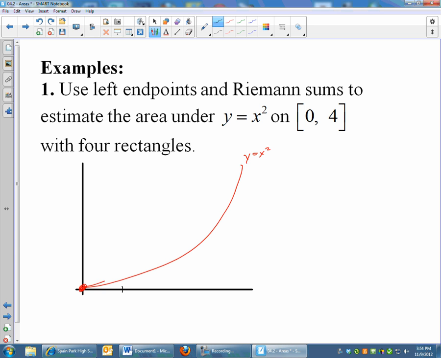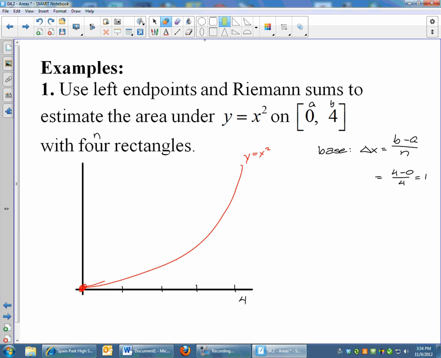Now, if I go from 0 to 4, 1, 2, 3, 4, and I use 4 rectangles, then each rectangle is going to have a base of 1. By the way, the base of your rectangle is whatever the change in x is, and your change in x is always your ending point minus your beginning point divided by the number of rectangles. In this case, a and b are 0 and 4, and n is also 4. So 4 minus 0 divided by 4 tells me that each rectangle is going to have a base of 1. And I'm using the left endpoint to determine the height.